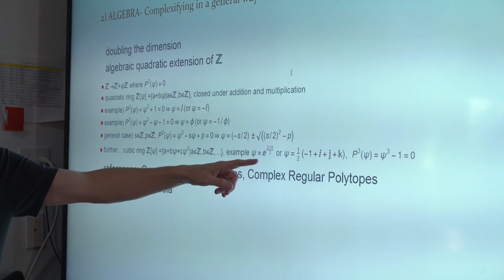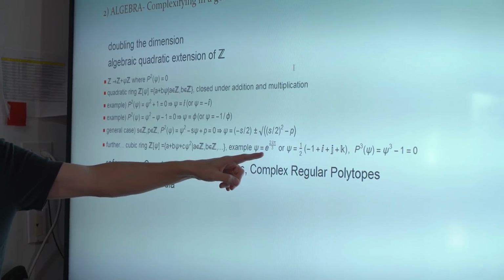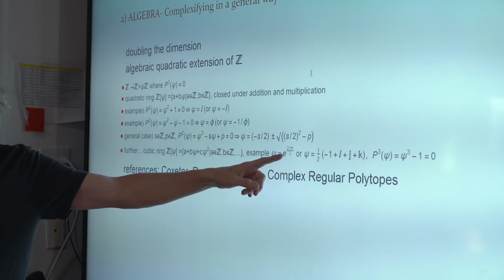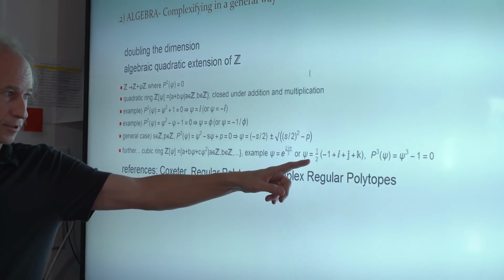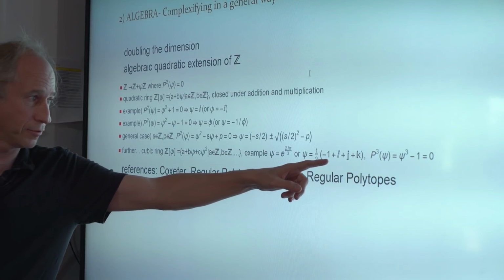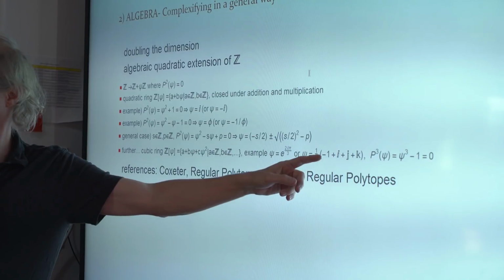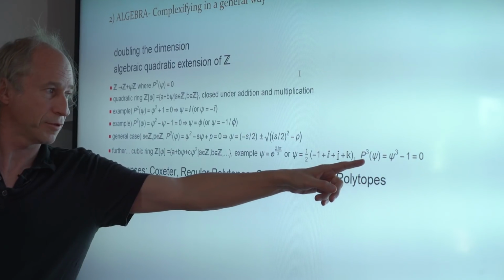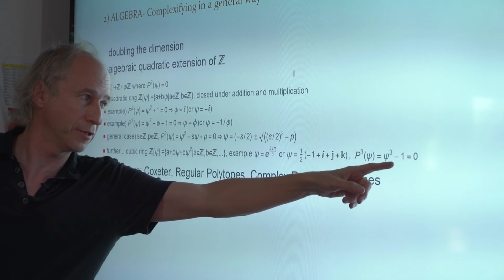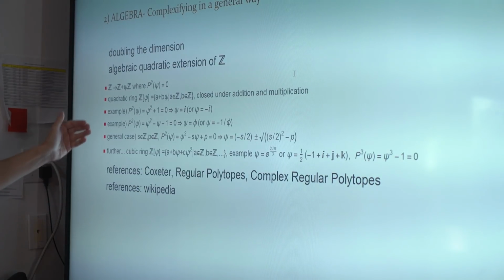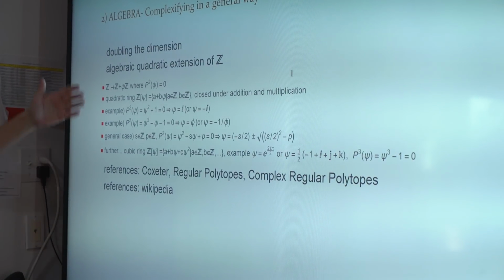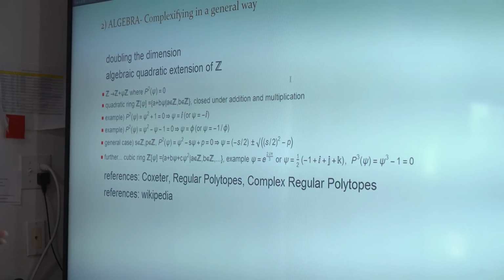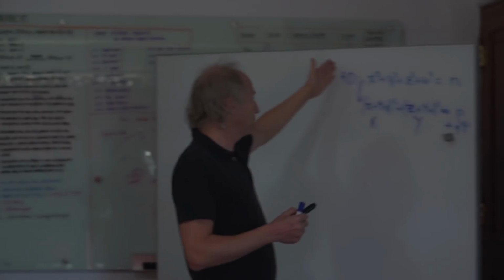And then we can take, for example, the third root of unity, exponential of 2 i pi divided by 3, which could also be represented as a quaternion, one half of minus 1 plus i plus j plus k, that we know in the 24-cell. And this has the equation P3 of psi is psi cubed minus 1 equals 0. So we can go to higher dimension also, but the most interesting cases are i, the complex number, and phi, the Dirichlet integer. So now we will work with this.